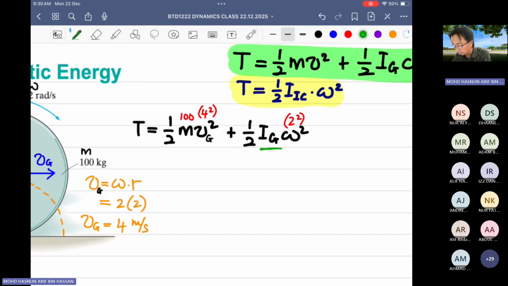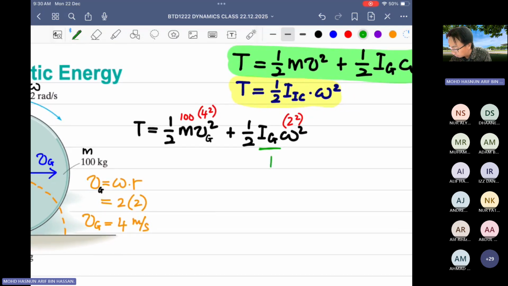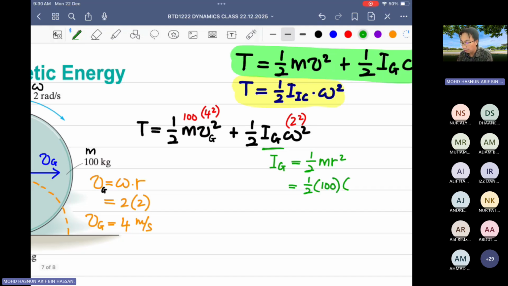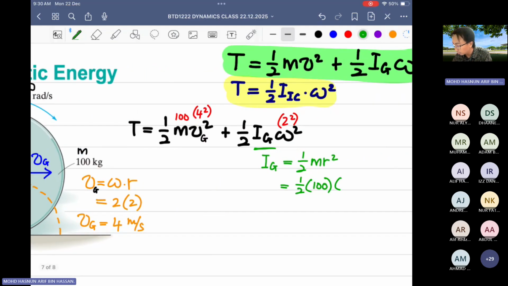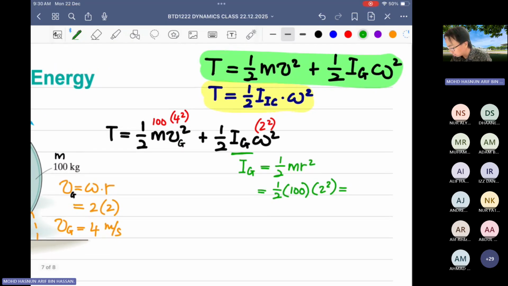Okay, so let's do that. Ig is equal to 1 over 2 mr square, which is equal to 1 over 2 times 100 times R is 2, so 2 square, which will give you 50 times 4, which is 200, in this case 200 kg meter square.